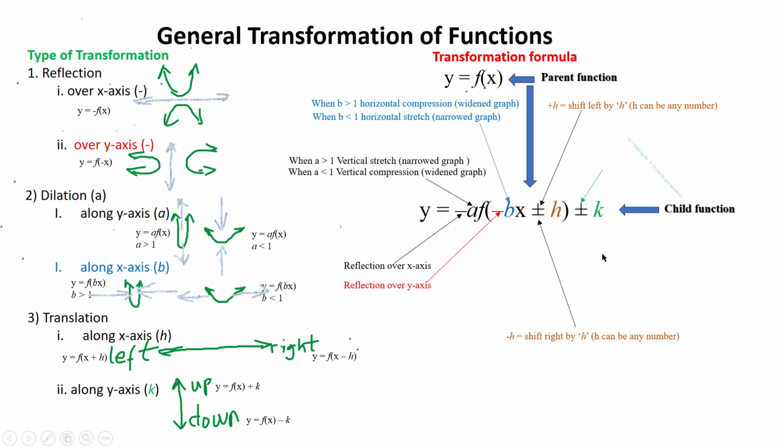Now let's look at k here. When k is added, you have a shift up along the y-axis by k. When k is subtracted, negative k, you have a shift down by k. Again, k is a number. It could be 2, 3, or 0.1, 0.2. So this is all about the transformation of functions. With this simple formula, we can address any type of transformation of any function that we can ever come across in algebra. Thank you for watching and listening.